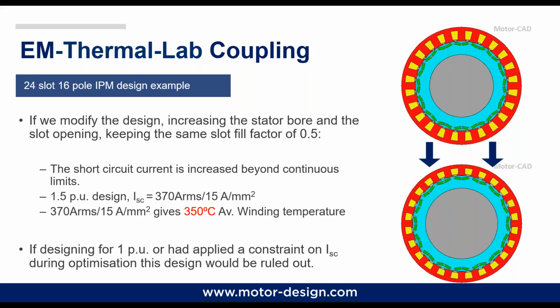So there is basically no way that this design would respect that initial design rule of short circuit current equal to the rated current. In this case, my short circuit current is quite above the rated current. So if we were designing with the 1 per unit constraint on the short circuit current, we definitely would never have ended up with this kind of design, which for now looks a little bit crazy.